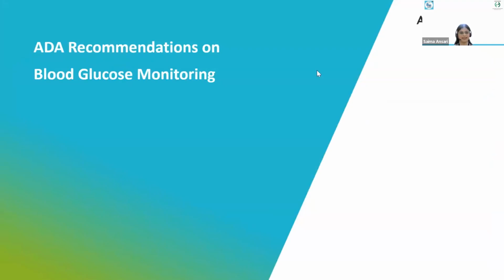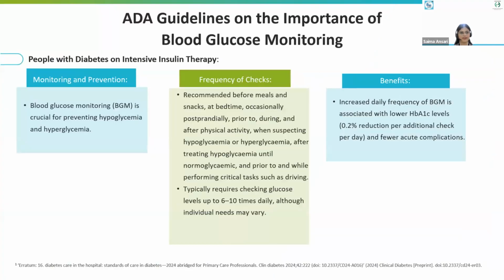So here are the ADA recommendations. Moving forward, I'll discuss blood glucose monitoring. These are the ADA guidelines on the importance of blood glucose monitoring. As I said, monitoring helps in the prevention of both hypoglycemia and hyperglycemia.